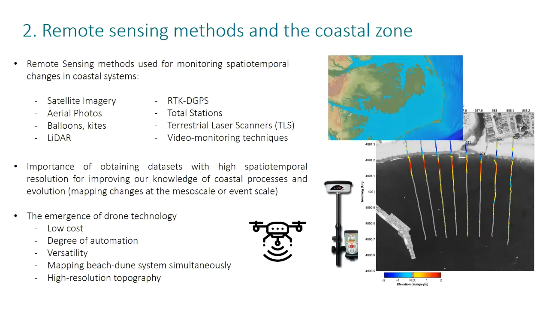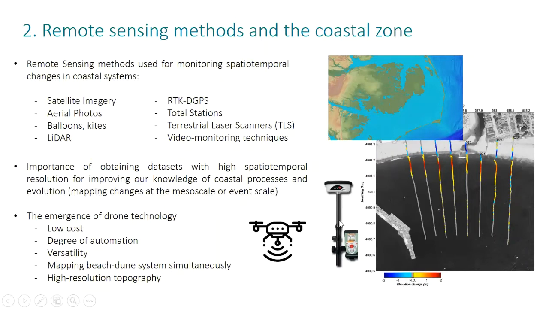And this is where the drones have an important role, and this is why the drones have emerged and are a really widely used tool, not only on the coast. Drone technology is a low-cost technology that allows you to work with a certain degree of automation, which makes things easier. It's also characterized by its versatility, and we can use it to map beach and dune systems simultaneously. And this was not easy before with the previous techniques.